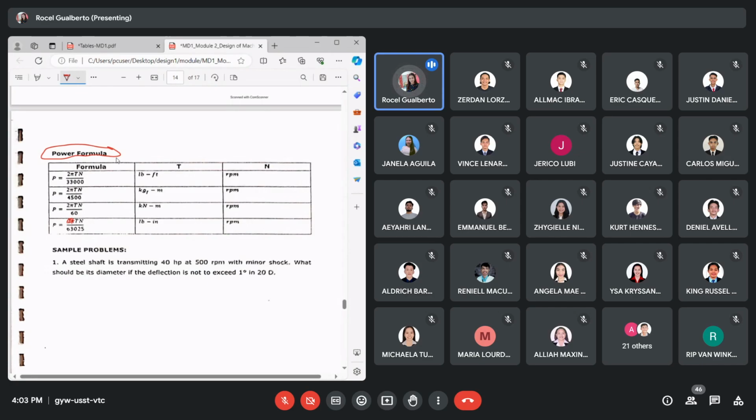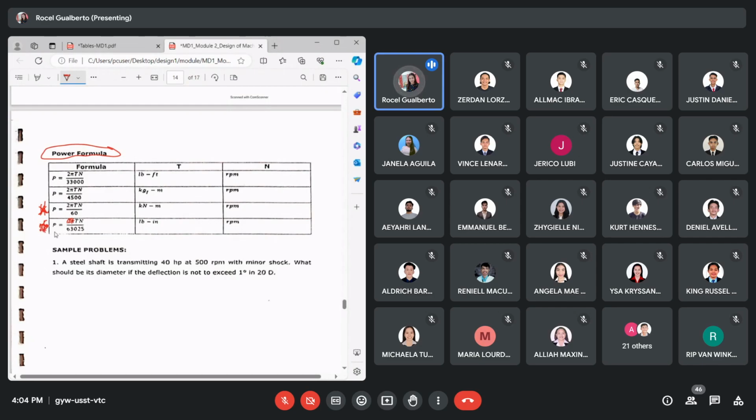The power formula is to be used in solving for the torque once you are given the power. Pinakamadalas po gamitin dito are these two. I-asterisk na lang po natin itong dalawang huli. Ginagamit po iyan to solve for the torque. Ang focus po natin dito is to obtain the value of the torque if you are given the power. Power given, you solve for the torque.